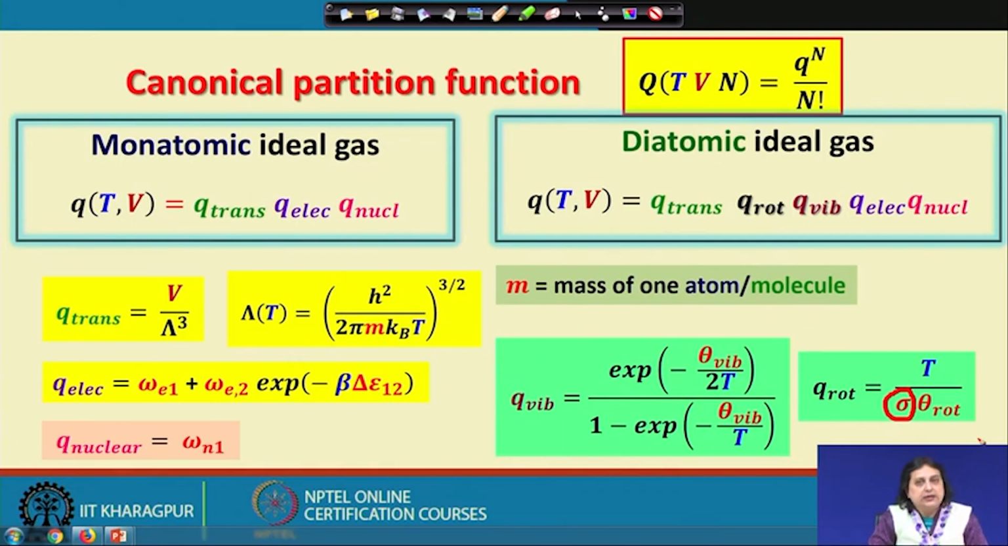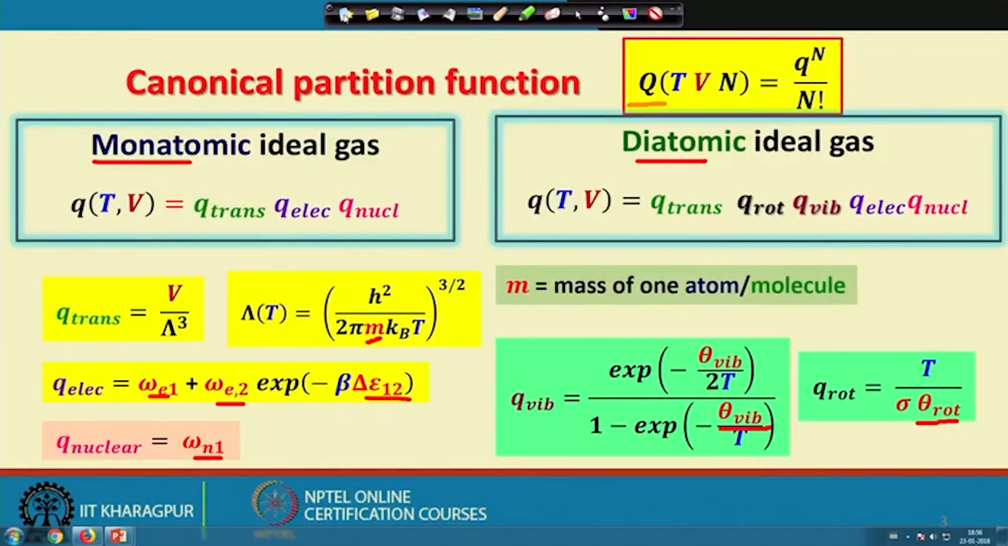So, now with all these in the picture, for a given system, if I have information regarding the characteristic properties like theta rot, theta vibe, and then small m and omega E1, omega E2, delta epsilon 1,2 and omega n1, depending on whether I have a monatomic case or a diatomic case, I am in a position to calculate the small q's, and correspondingly I am in a position to calculate capital Q. And this is important because all the microscopic information is now contained within the N particle canonical partition function capital Q. So, what do we do next?